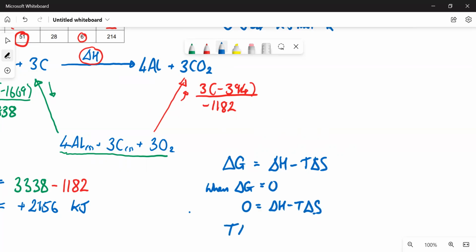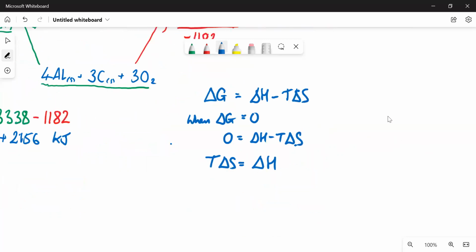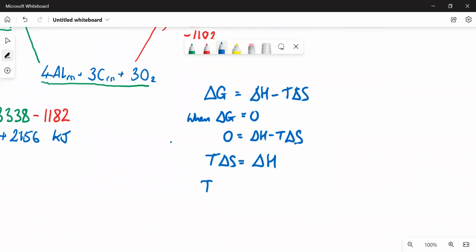So T delta S is equal to delta H. We need to find out T, the absolute temperature. So T is going to be equal to delta H over delta S. Delta H we worked out to be 2,156 plus kilojoules per mole. Delta S we worked out to be 0.634 kilojoules per mole per Kelvin.